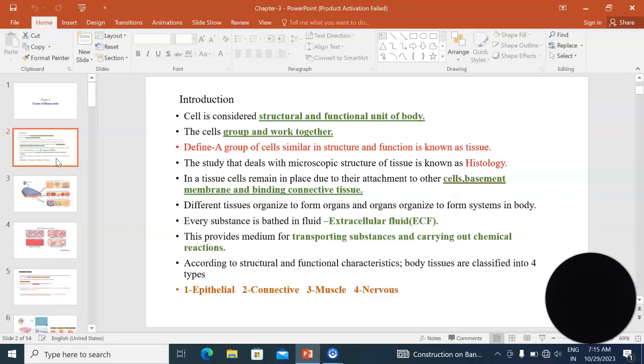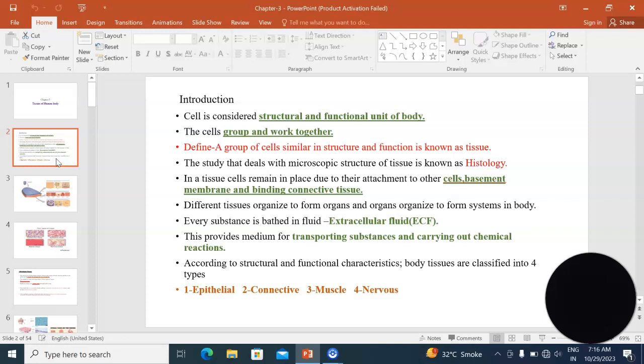So now moving towards tissues: when a group of cells having similar structure, function and characteristics come together, they form a tissue. It means that when n number of cells have the same structure, characteristics and functions, all such cells come together and form a single tissue. Now also, the study of tissues is called histology.